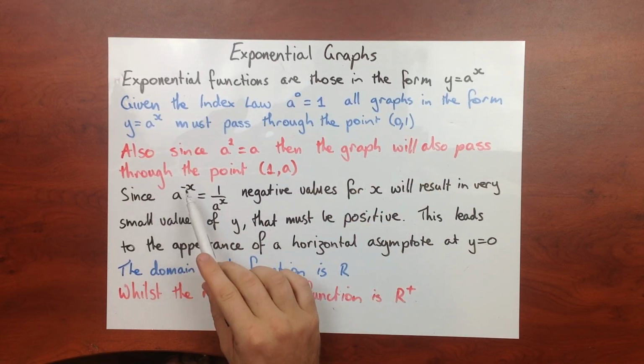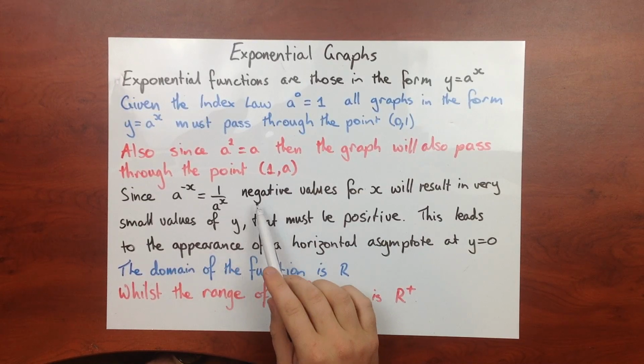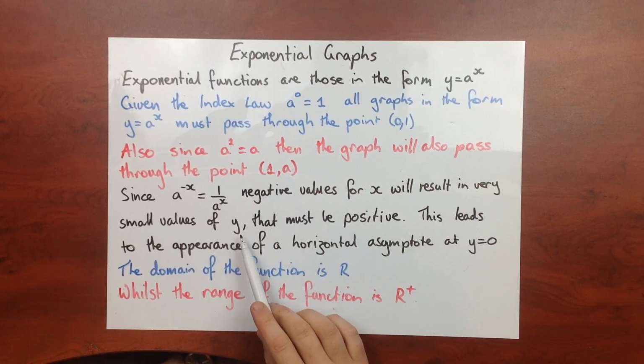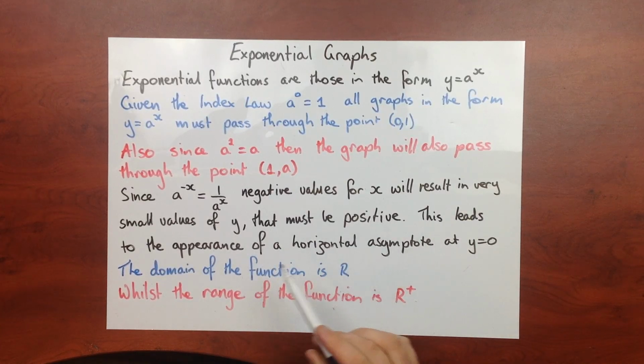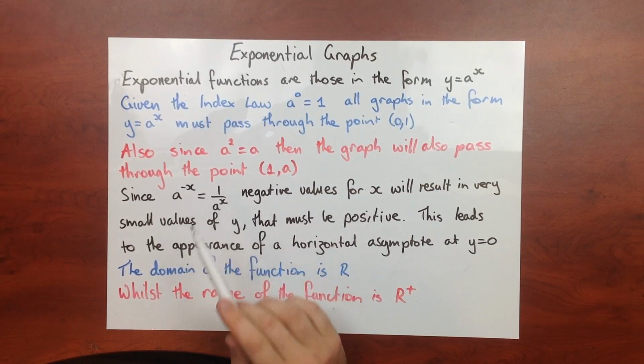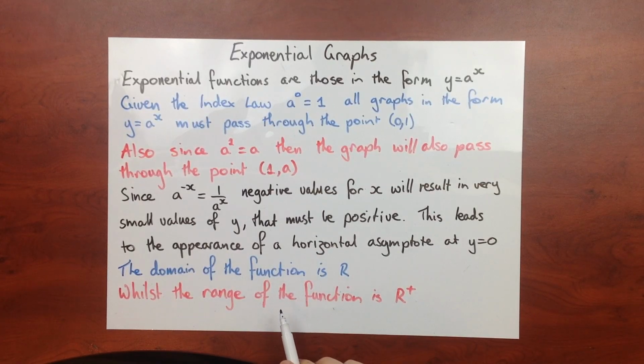Also, since a to the power negative x is equal to 1 on a to the power of x, negative values for x will result in very small values of y. But they must be positive, because 1 divided by a really big number means we're going to get a really small number, but it's going to be positive. So this leads to the appearance of a horizontal asymptote at y equals 0, which you'll see in a moment.